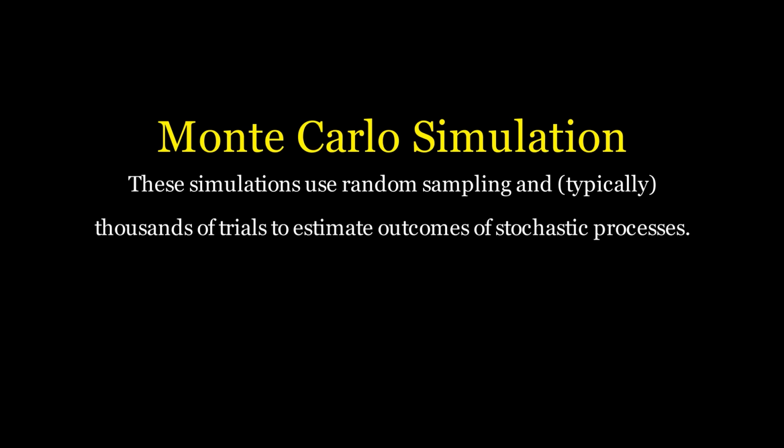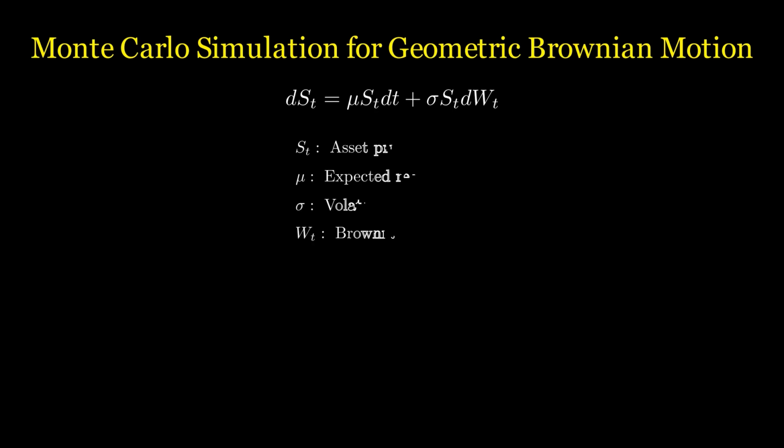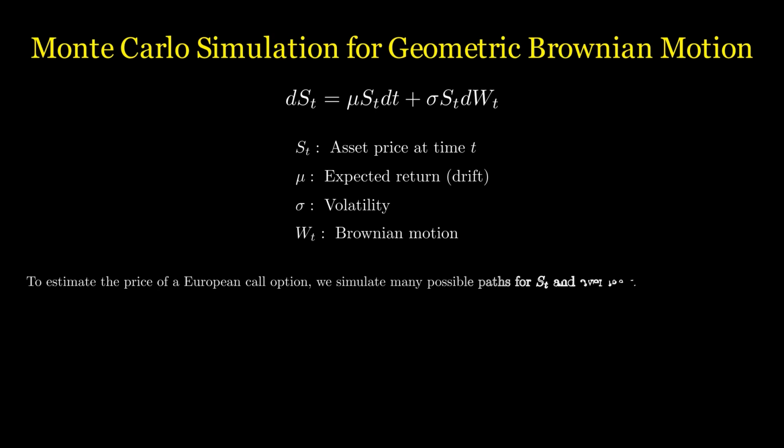This brings us to our big example, using Monte Carlo simulation for geometric Brownian motion. First, we'll write our equation and define these variables. Just so we're all on the same page, S sub t, mu, and sigma are our quote-unquote deterministic values, whereas the random process that we are using is W sub t, or Brownian motion.